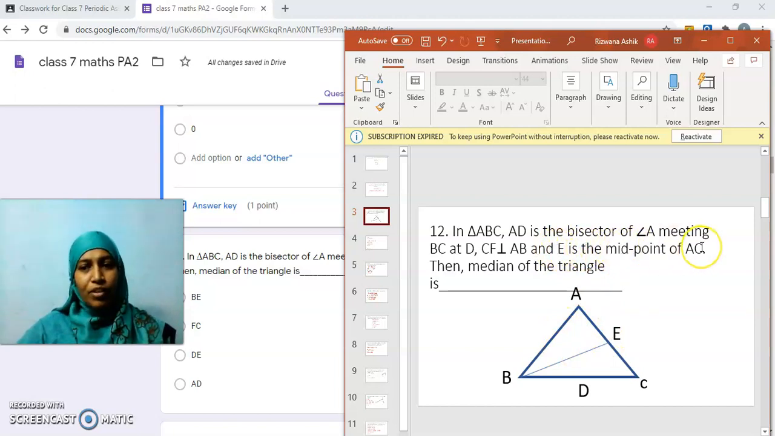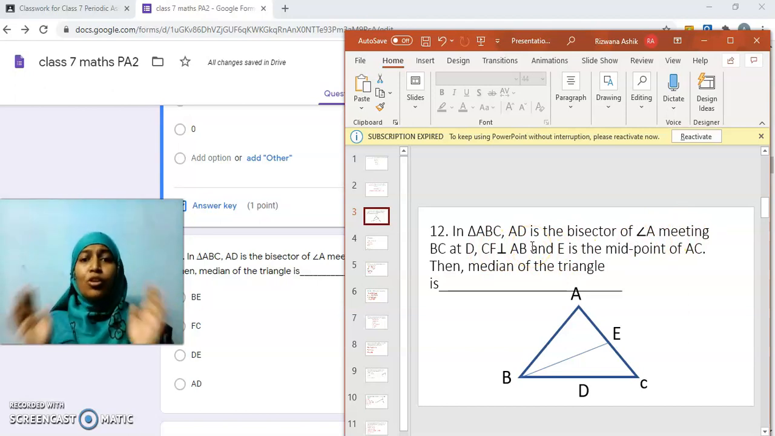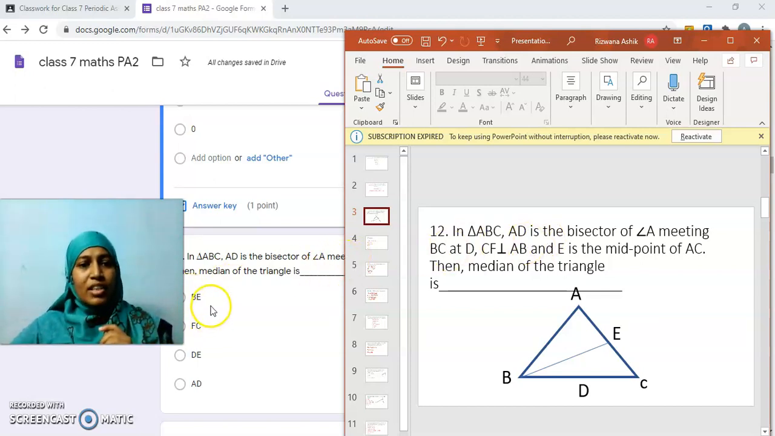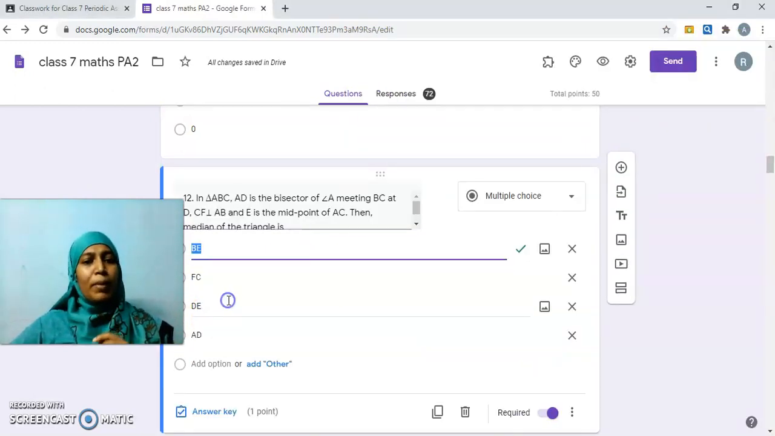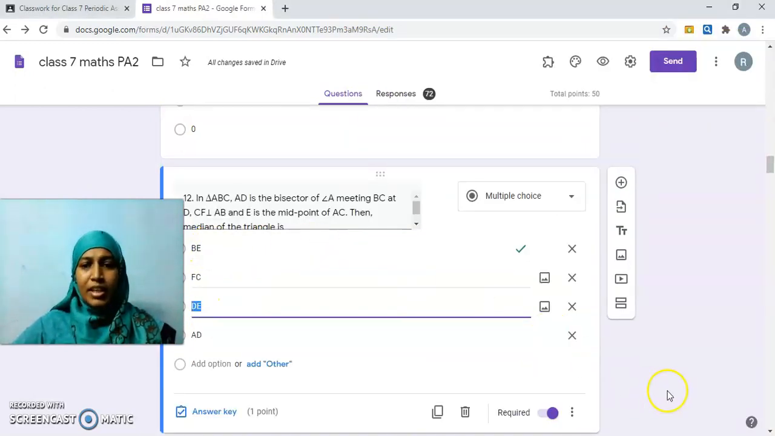E is the midpoint of AC. But they have given you all other things like AD is the bisector of angle A, CF is perpendicular to AB, just to confuse you. You should be focused on your own objective. Don't get scattered by all the things that are around you. Your focus should be prompt. So the answer is BE. Very simple question. B is the right answer.